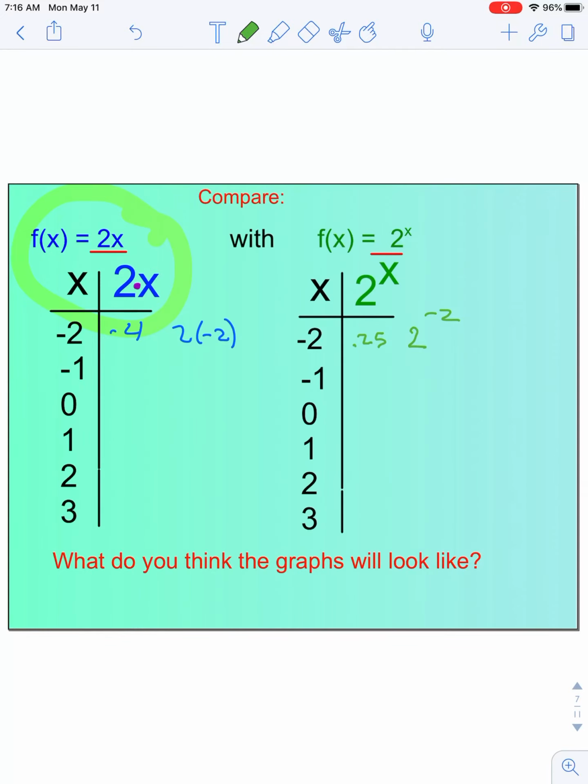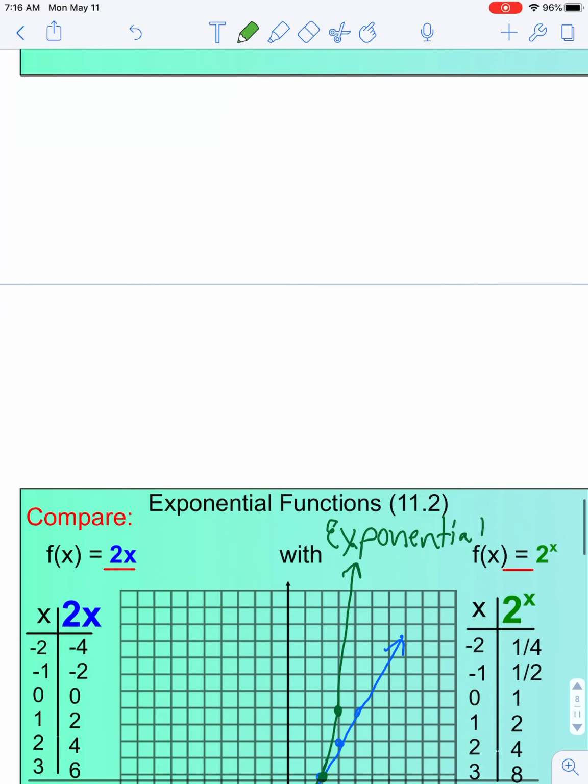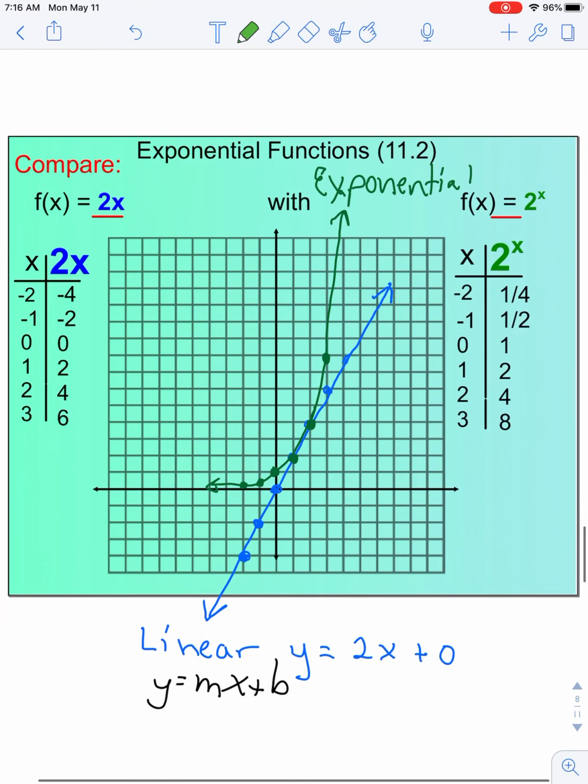Okay, so rather than me just keep calculating all of these, let's just fill the rest in, okay? And I said 0.25, but that's the same as 1/4. And here's what the graphs look like. So you can see the blue graph, f of x equals 2x, is a line. It's linear. And remember, it comes from y equals mx plus b. That was one of the first things we studied this year with functions. And the green one is our exponential function.